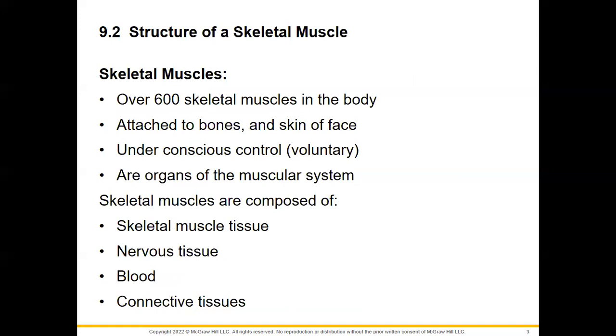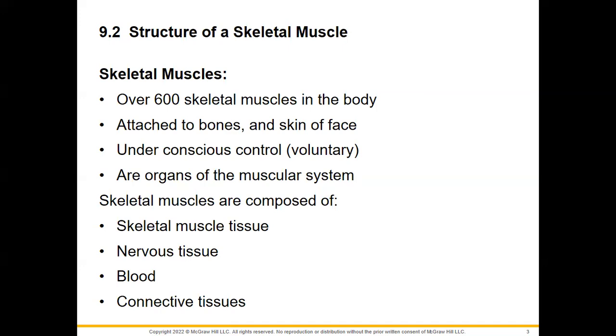Exploring skeletal muscle a little bit more, you have over 600 skeletal muscles in the body, well over 600. So from the very small muscles that we've seen, like the erector pili muscles, to the very large muscles, like the muscles of your back, the muscles of your leg, etc. These are attached primarily to bones, but you also have muscles that are attached to the skin, especially when you're talking about your face and being able to make your facial expressions. Again, skeletal muscles are under conscious control, meaning you can voluntarily move them when you want to.